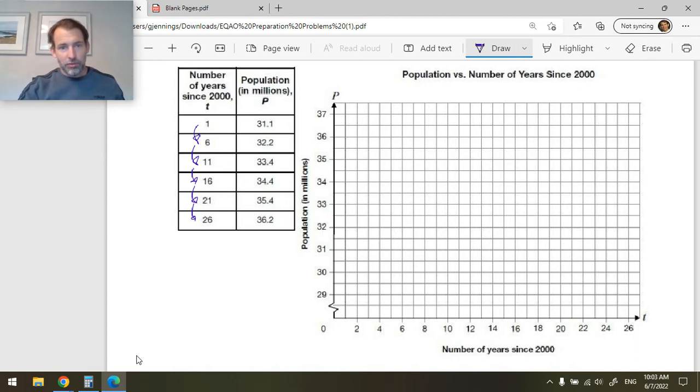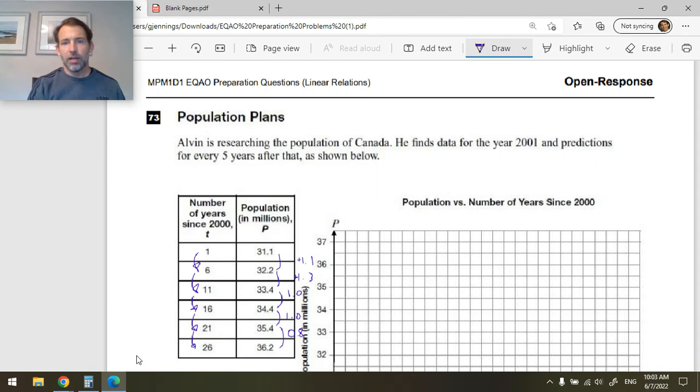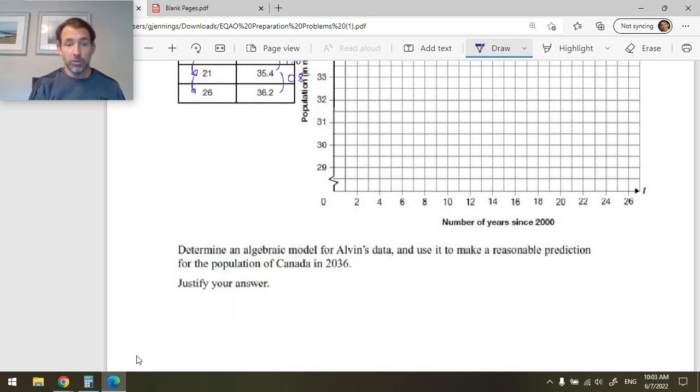Okay, so here, this grew by 1.1, plus 1.1. This grew by 1.3. This grew by 1.0. This grew by 1.0. And this grew by 0.8. Okay, cool. So what are we asked to do? He finds data for the year 2001 and predictions for every 5 years after that, shown below. Determine an algebraic model for Alvin's data and use it to make a reasonable prediction for the population of Canada in 2036.